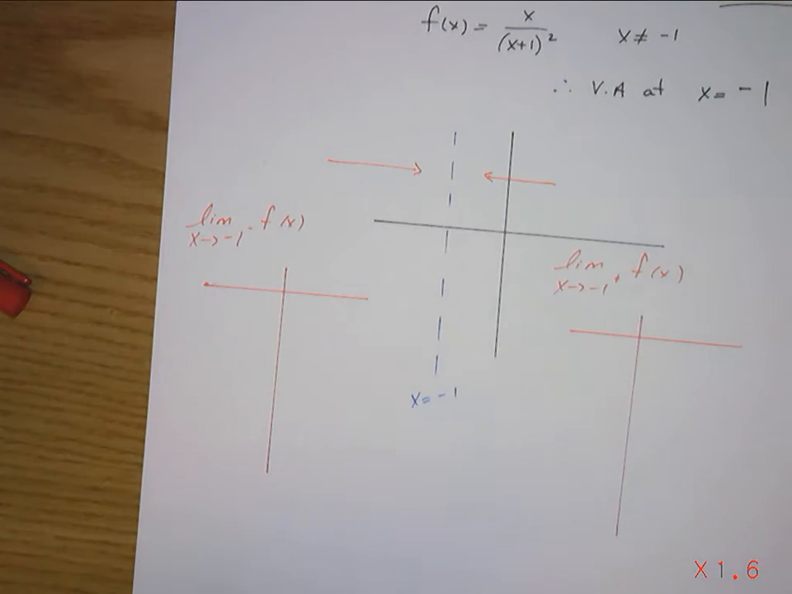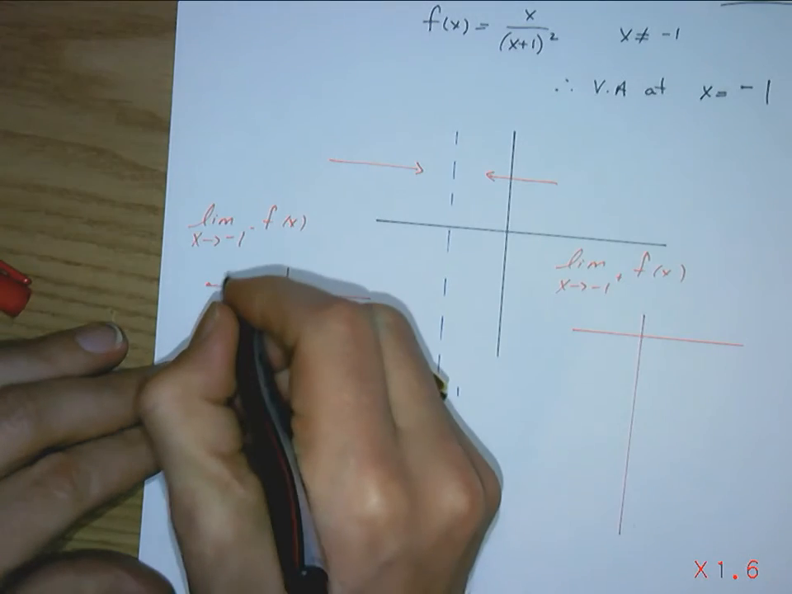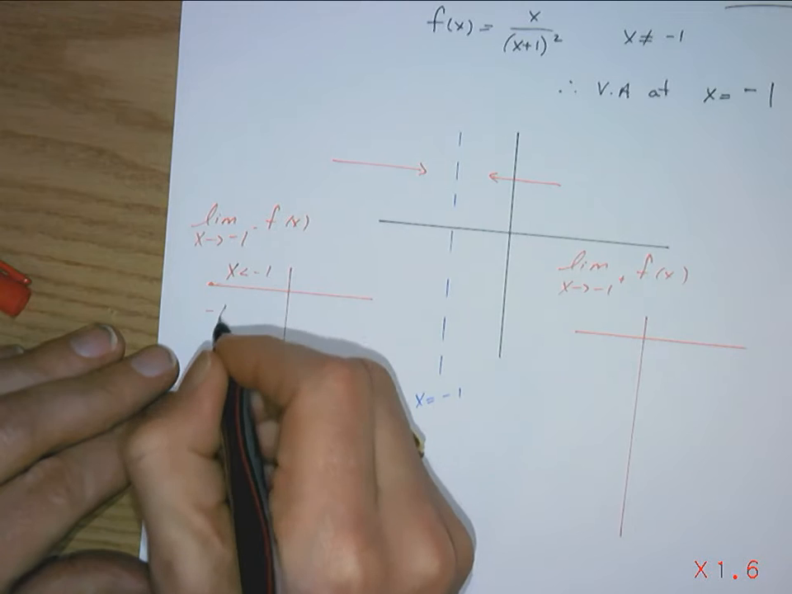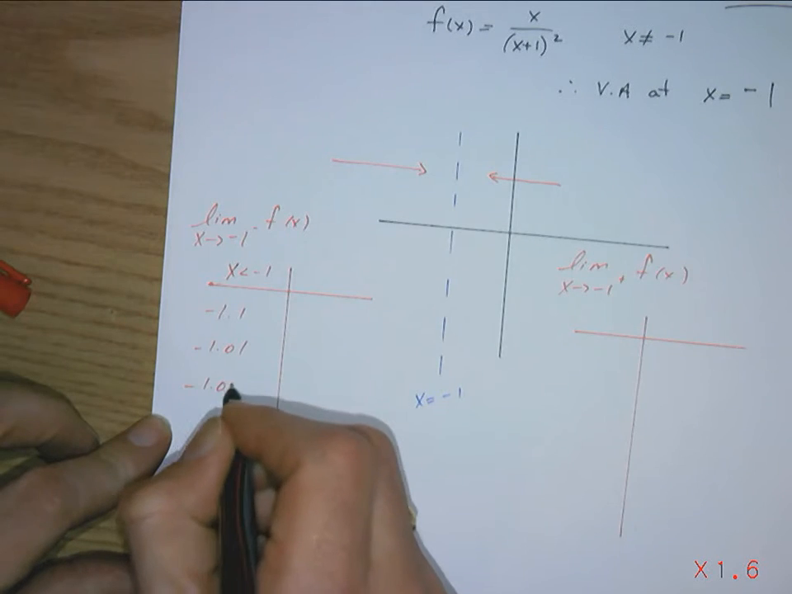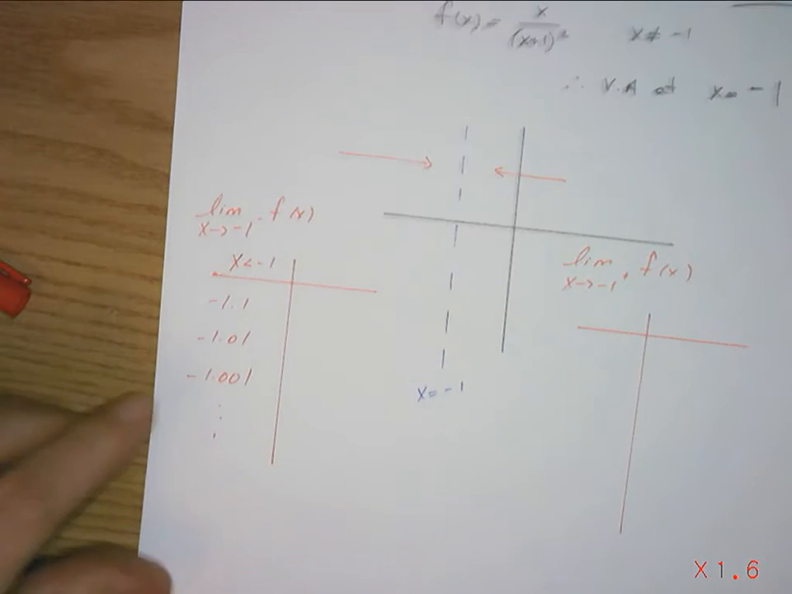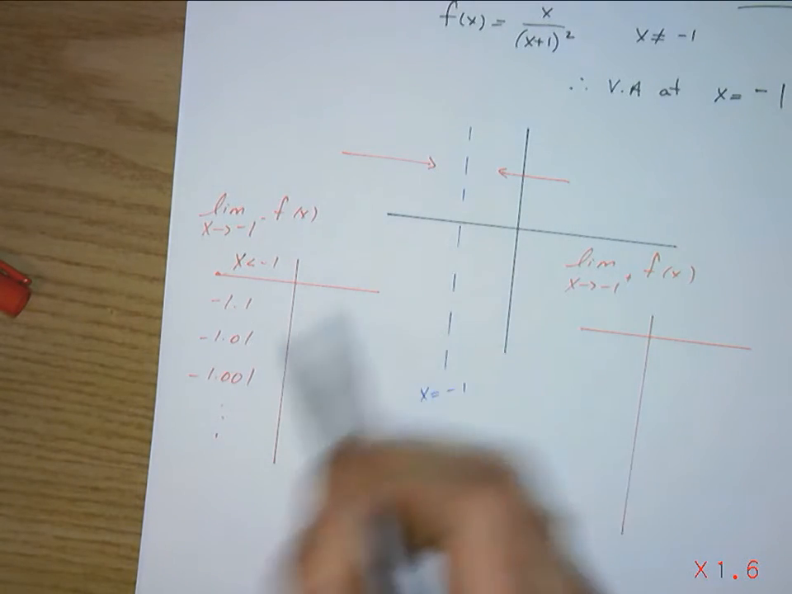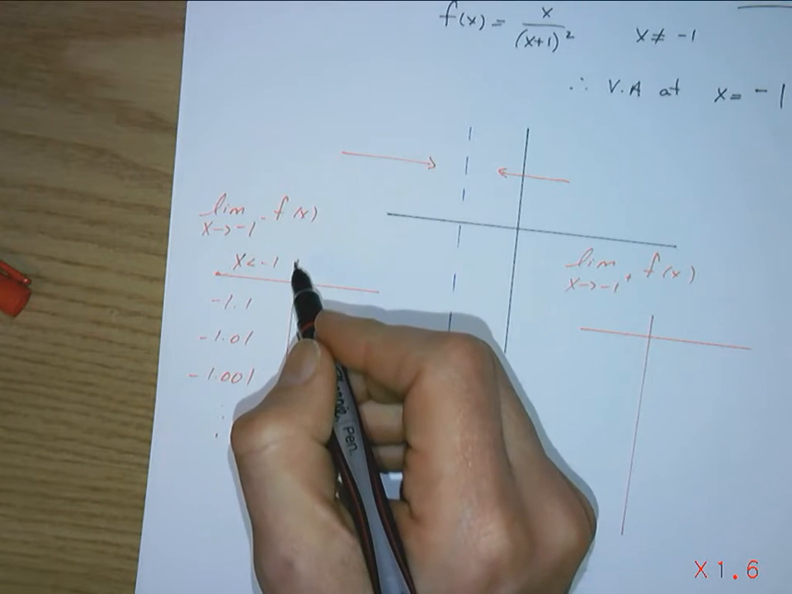So what we have to do now is I need to come up with my charts for here. So what I'm going to do is I'm going to work with x being less than -1. So I'm going to think about -1.1, -1.01, -1.001, and that's probably enough. So I'm on the left-hand side of -1, okay, but I'm getting closer and closer to -1. In here, I should be putting f of x.